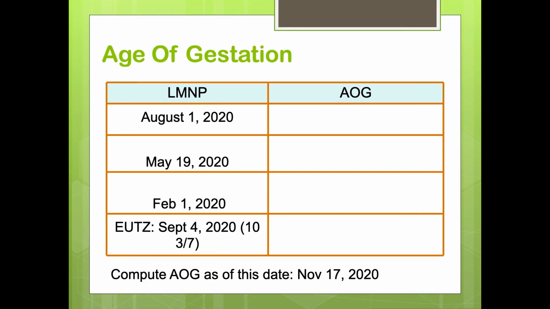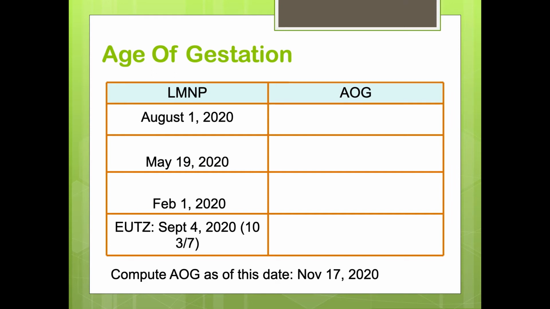Okay, so for August 1, 2020, I would like you to compute for the age of gestation manually. Okay, I know there are a lot of available applications now, especially in our smartphones. It's downloadable, very accessible. But then again, when we have examinations, you won't be able to use your phone. So we will be asking you to compute it manually. So I'd want you to learn to compute it manually. Okay, so we will compute the age of gestation for all these as of November 17. We will use this date, November 17, 2020.